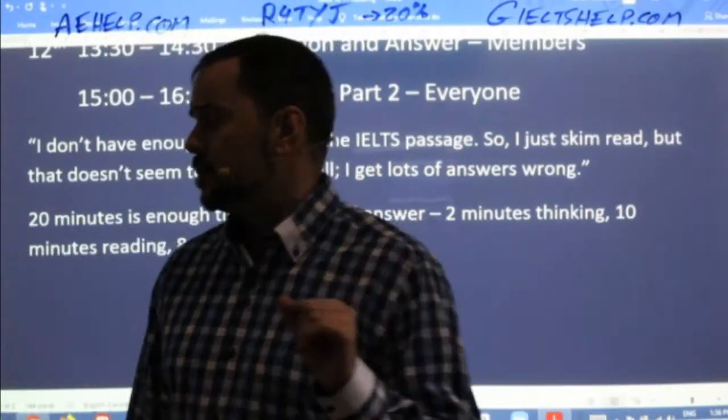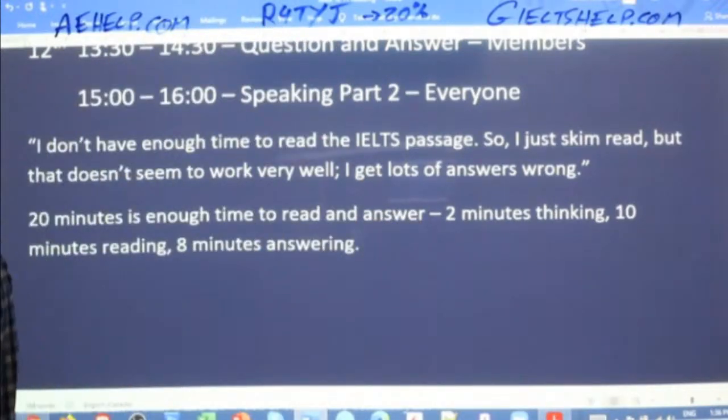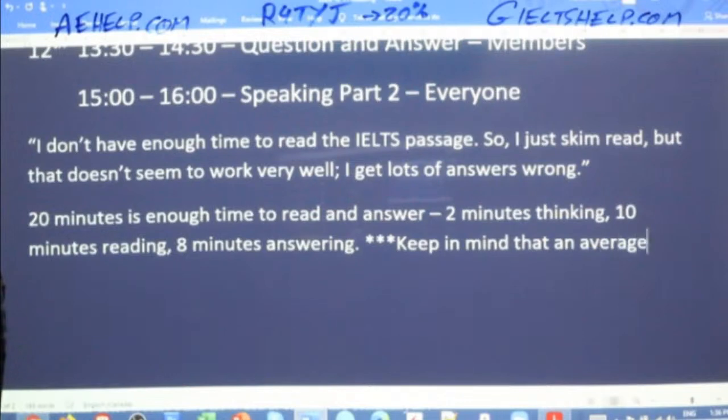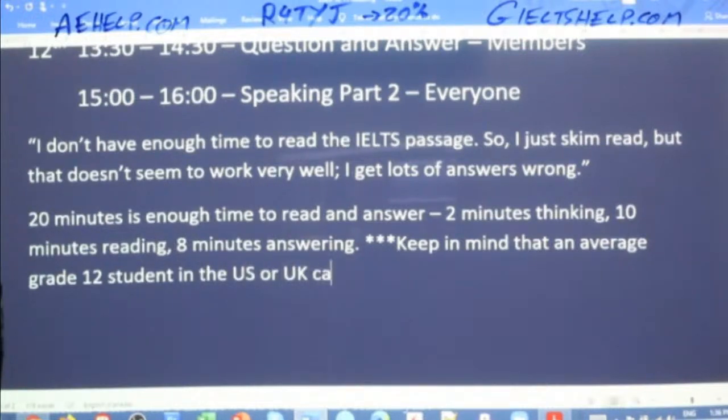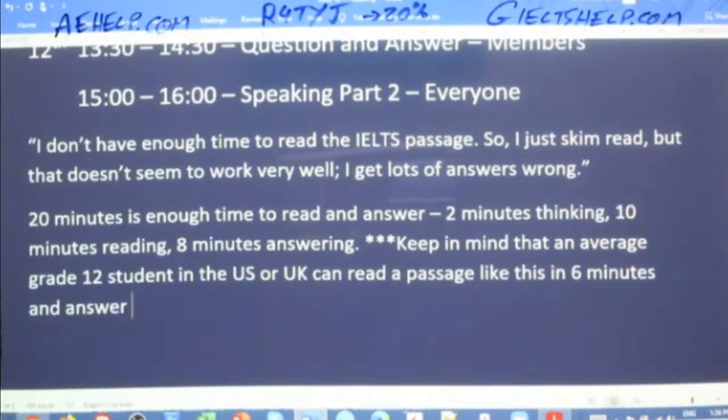And I'm going to show you what you need to do here a little bit more, so hang in there. Okay, keep this in mind. So keep in mind that an average grade 12 student in the US or UK can read a passage like this in 6 minutes and answer most questions correctly. Okay.